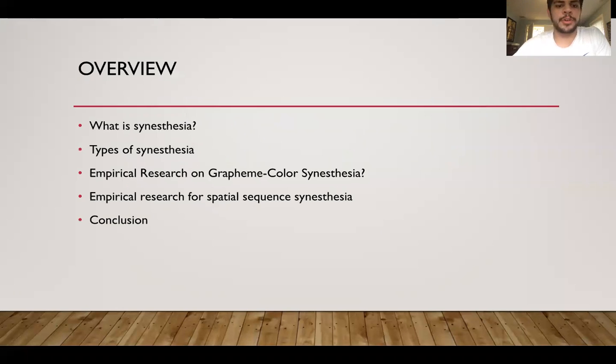So just an overview. First, I'm going to go over what synesthesia is and some types of it. Then I'm really going to focus on empirical studies with grapheme color synesthesia and spatial sequence synesthesia, and then I'm just going to go over some conclusions.